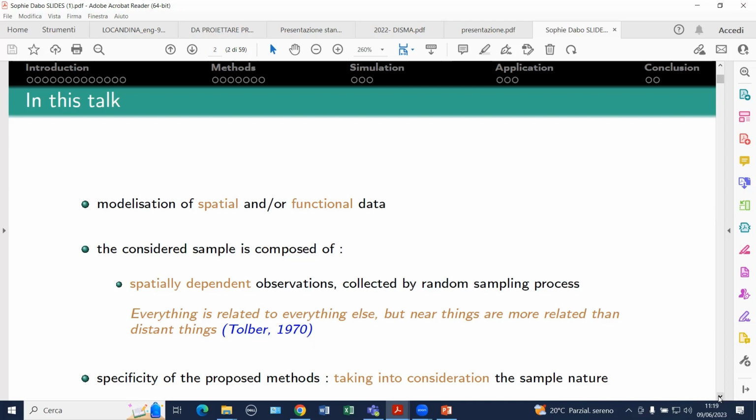So the specificity of the method I would like to talk about here is that it takes into account the fact that the data have spatial components, with some spatial dependency to model, and the fact that they are not usual real-valued or multivariate data sets, but functions of time, of space, etc.